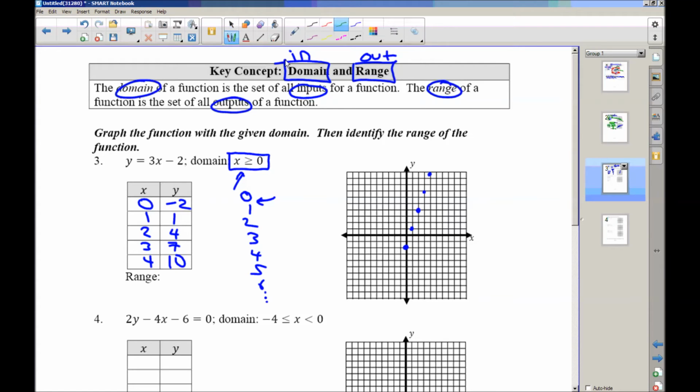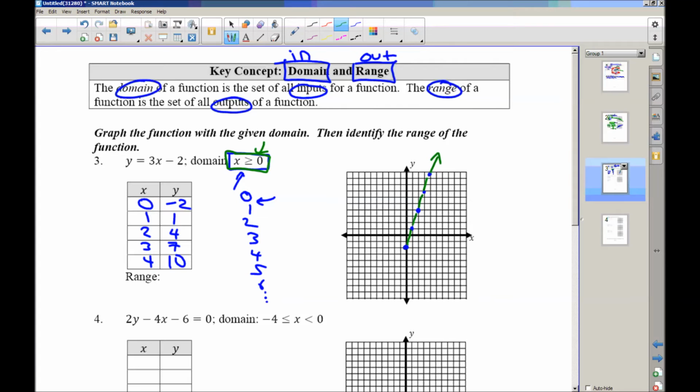Here's our tricky part, though. My graph only covers this half. I have an arrow on one side, and on the other side, I just end it. Okay, and that's because my domain has an ending place. My domain ends at 0. That's the boundary. I'm not allowed to pick anything smaller than 0.